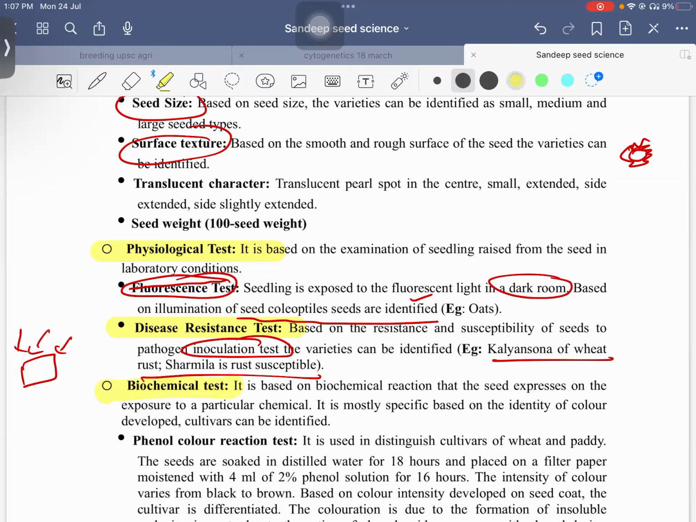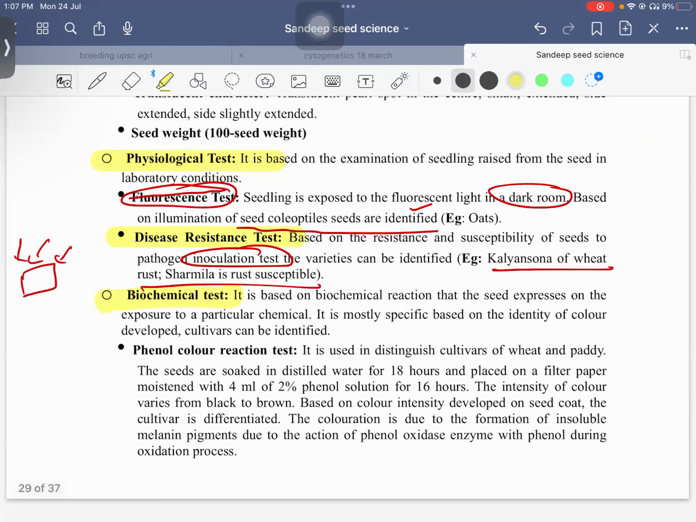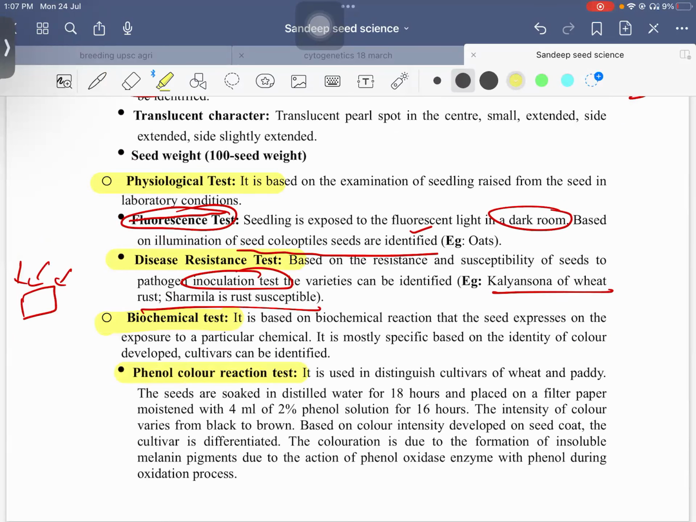And also we go for biochemical tests like the phenol color reaction test. We use different chemicals. You should remember this chemical, phenol, which is used to distinguish wheat and paddy.